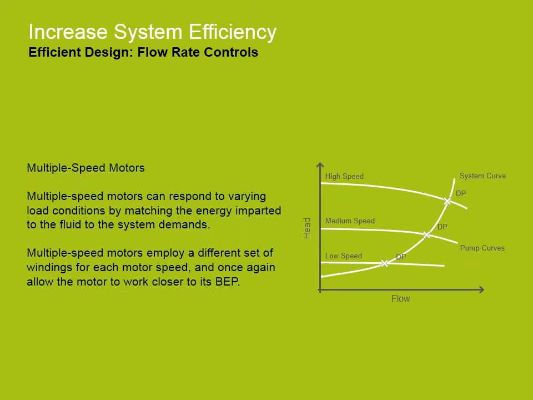Similar to variable speed drives, multiple speed motors can respond to varying load conditions by matching the energy imparted to the fluid to the system demands. Multiple speed motors employ a different set of windings for each motor speed, and allow the motor to work closer to its BEP. However, once again, the efficiency of these pumps is less than that of a single speed.